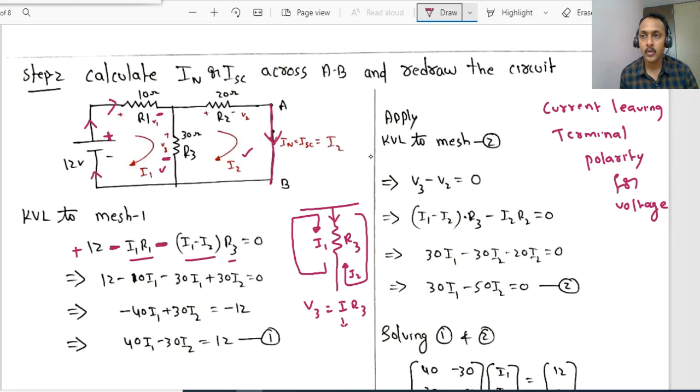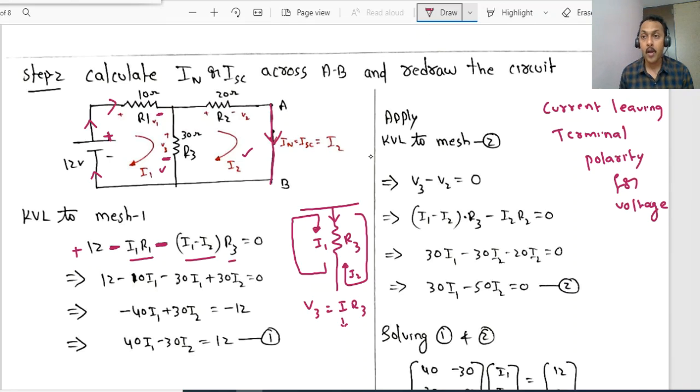Observe R2. R2 belongs to only mesh 2, so branch current and mesh current will be the same in R2, right? Now we will substitute the values of R1 and R3: 12 minus 10 I1 minus 30 I1 plus 30 I2 equal to 0. That implies 40 I1 minus 30 I2 equal to 12. This is the first equation.